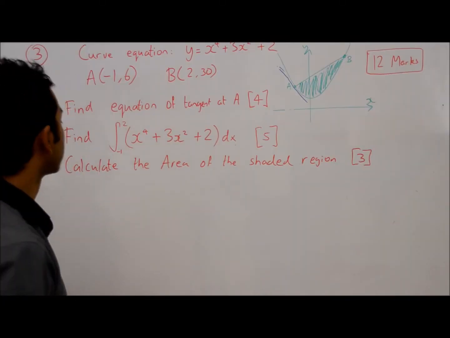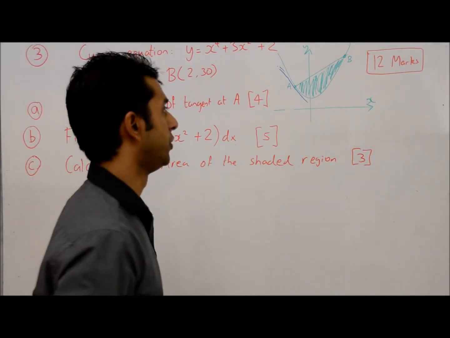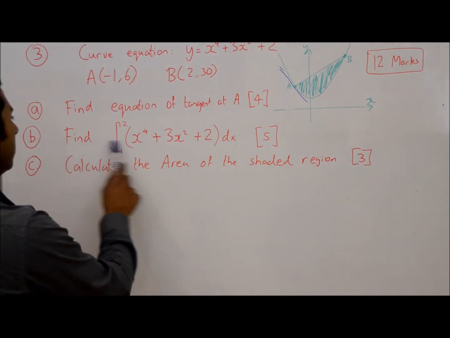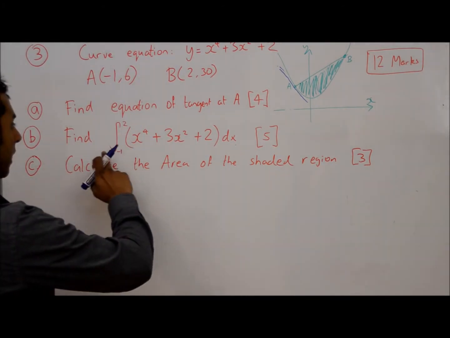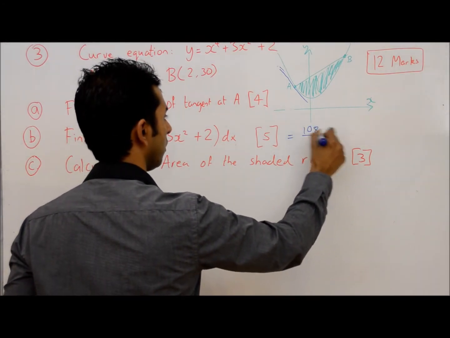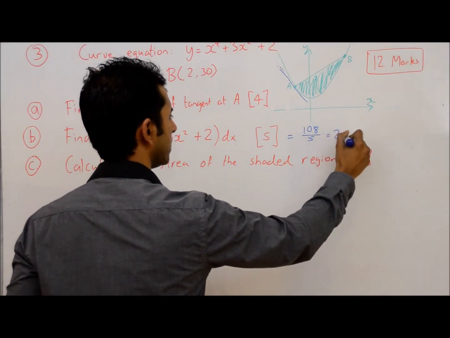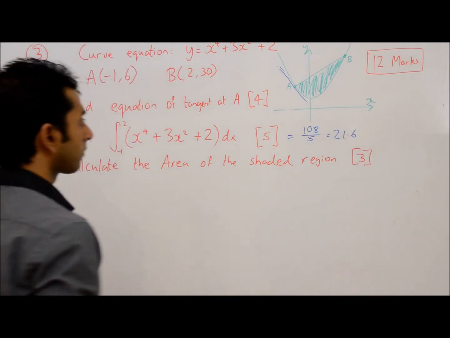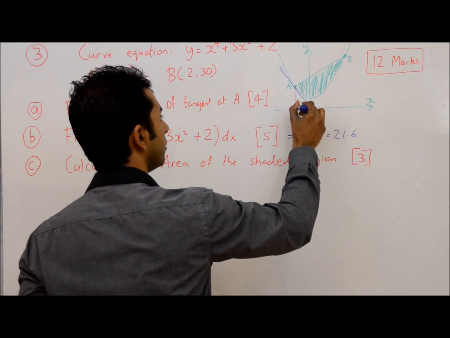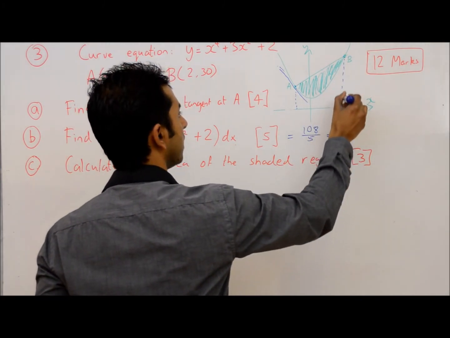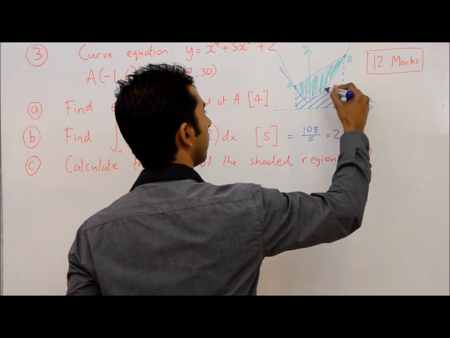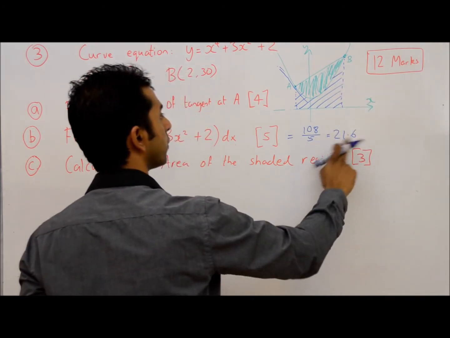So part C is calculate the area of the shaded region here, the bit that's shaded in green. Now, if we take a look back at part B, we worked out the integral of this, and the integral of this was 108 over 5, which is 21.6 as a decimal. What we worked out is the area underneath the curve between the points of 2 and minus 1. So I'm just going to shade this part in blue. So the blue area is 21.6.